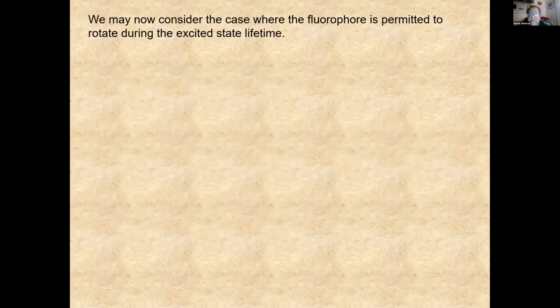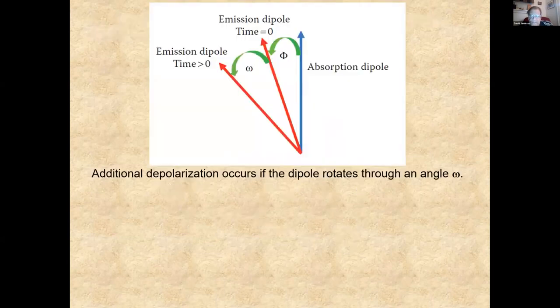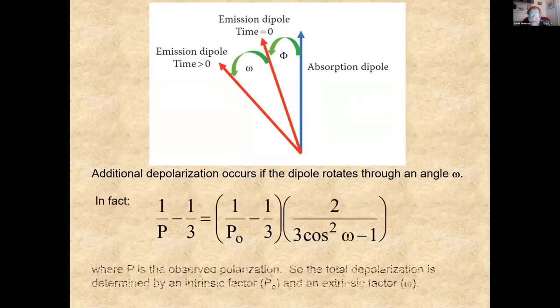Okay, now consider when the fluorophore rotates during the excited state lifetime. So we have an absorption dipole, an emission dipole, but now it's allowed to rotate during the excited state. We go through another angle, basically. So you get additional depolarization when you rotate. And in fact, you get this equation. The observed polarization is going to be related to this equation, which has the limiting polarization, which sort of sets the range you can do, over 2/3 cosine squared theta omega minus 1, where omega is the angle you went through during the rotation.